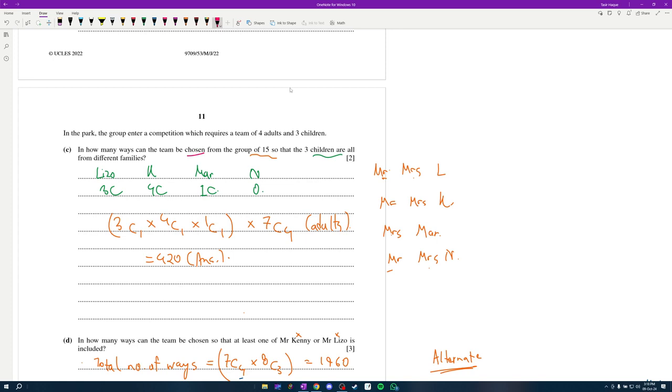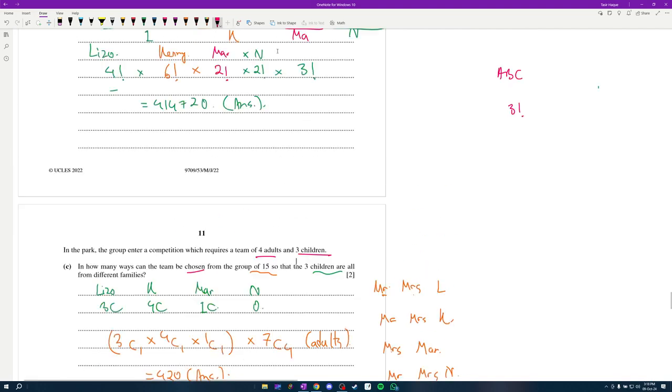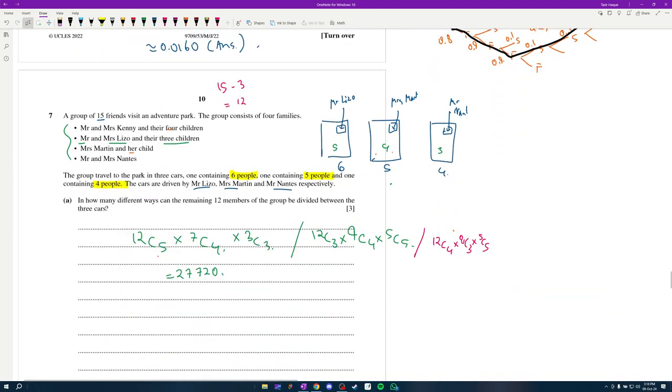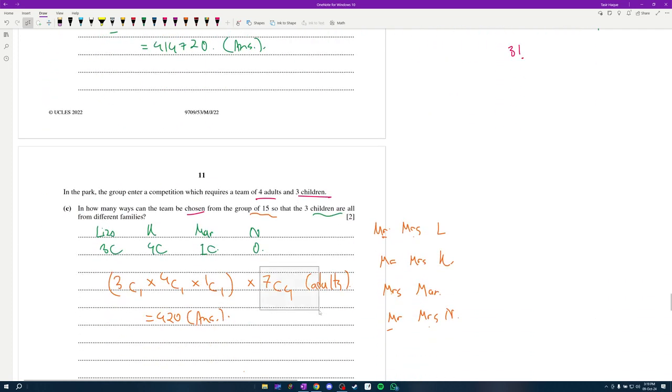So in how many ways can the team be chosen from the group of 15 so the 3 children are from different families? We need 4 adults and 3 children. So any adult works. How many adults do we have? Mr. and Mrs. Nantes, Mrs. Martin, Mr. and Mrs. Lizzo, Mr. and Mrs. Kenny. 1, 2, 3, 4, 5, 6, 7 adults. So any 4 from those 7 adults, okay?